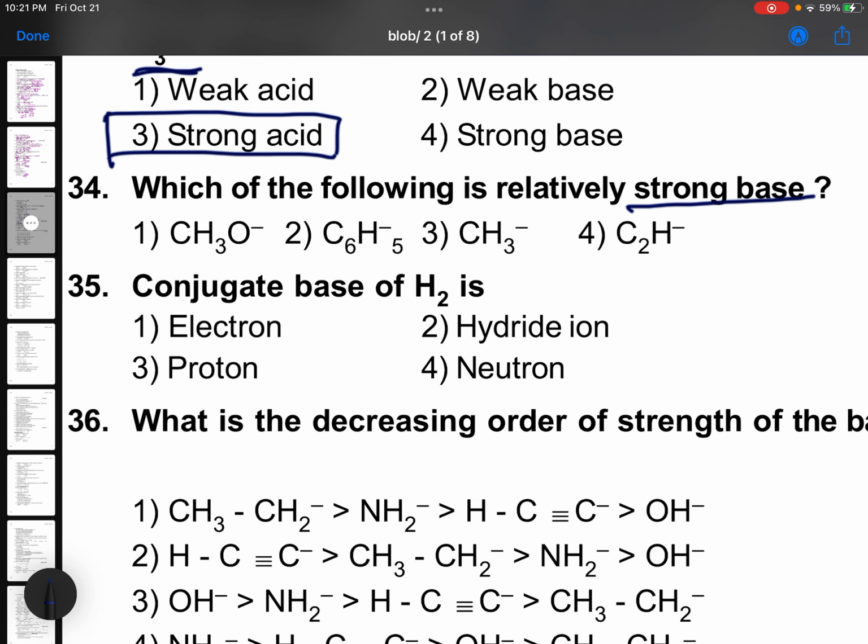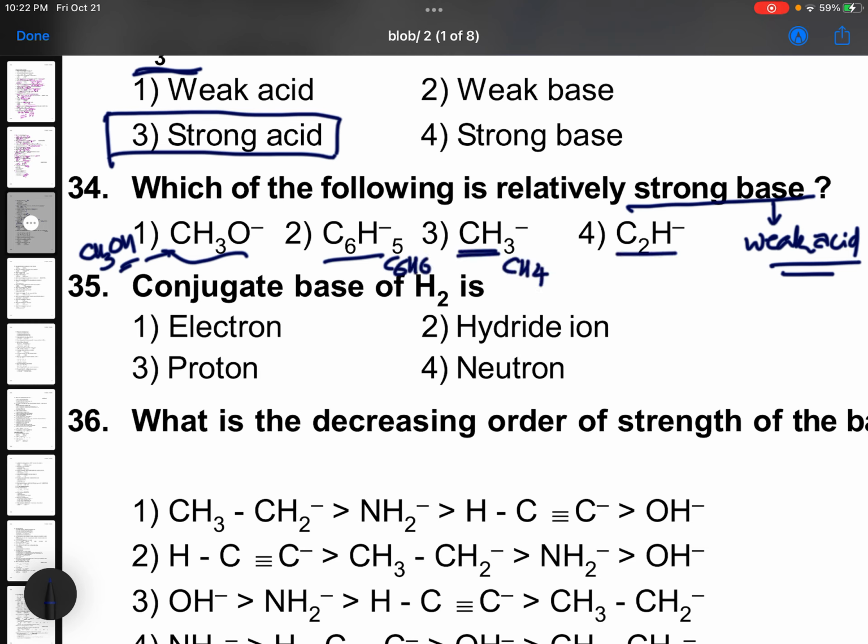Relatively strong base means, first of all, you need to see it should come from a weak acid. A weak acid's conjugate base is relatively strong. So here this came from CH3OH, not a bad one. It can give proton. It is better than water. It is benzene. This is methane, from methane, and this is coming from C2H2. C2H2 is also fine because here triple bond carbon is there, more electronegative atom. So this is fine. No worries about this.